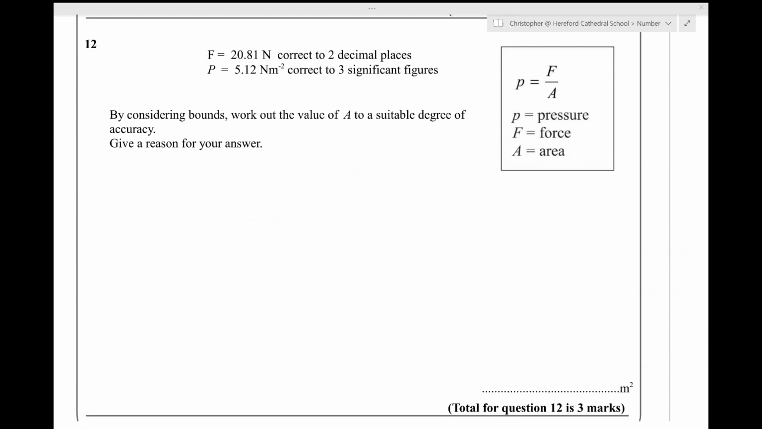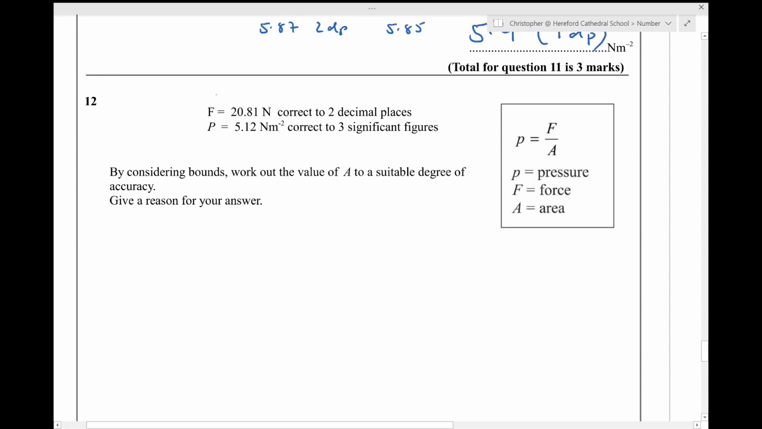Question 12. Right, let's have a look at this one, shall we? We've got a value of f, which is given correct to two decimal places. So the upper bound of f will be 20.815 and the lower bound 20.805. And I've been given p correct to three significant figures. So the upper bound of p will be 5.125 and the lower bound 5.115.